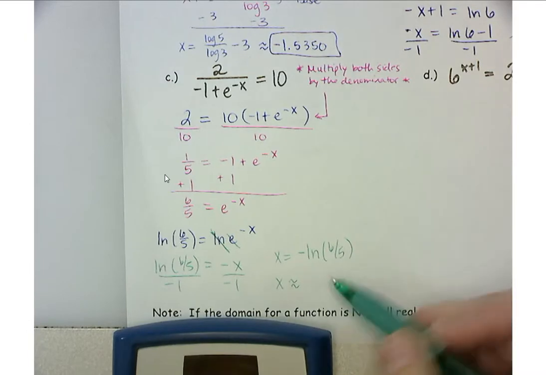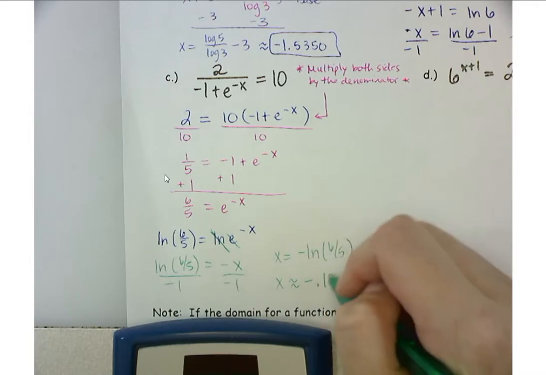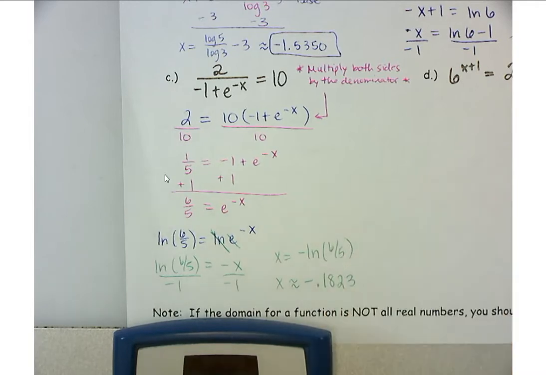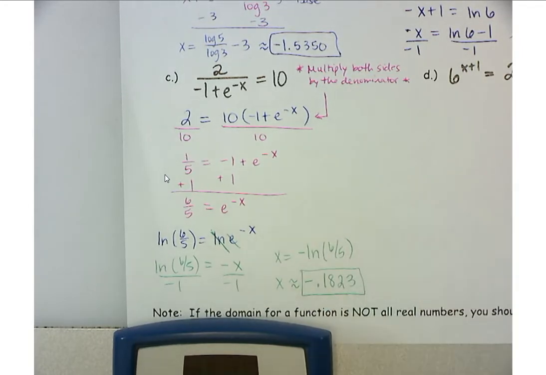Okay, so then once we evaluate, did you guys get negative 1823.1823? Okay, so I don't have to round that up because of the number behind it.